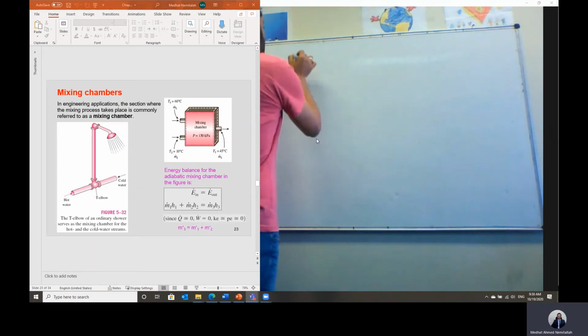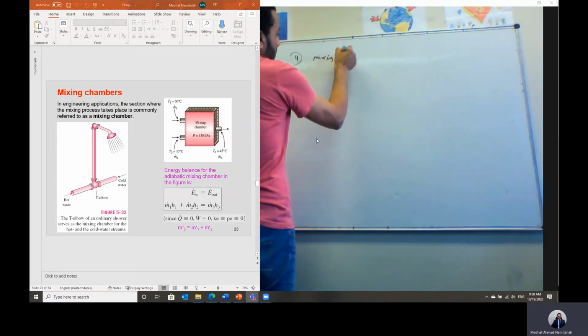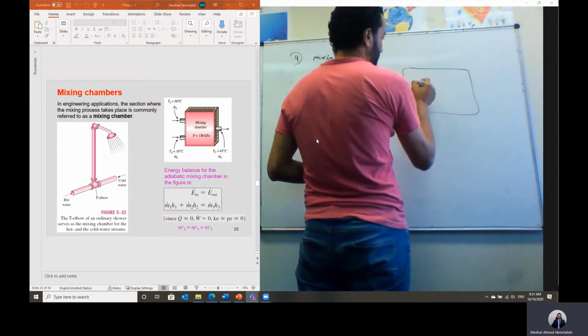So let's consider in general when we have a mixing chamber. So let's say here we have a mixing chamber.